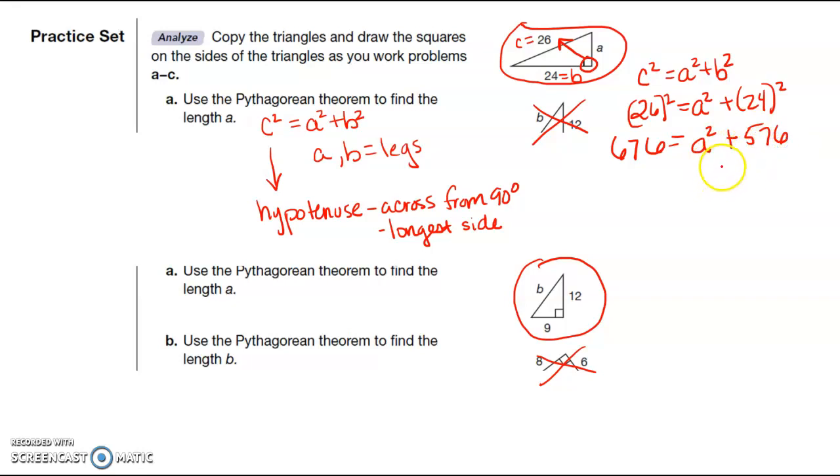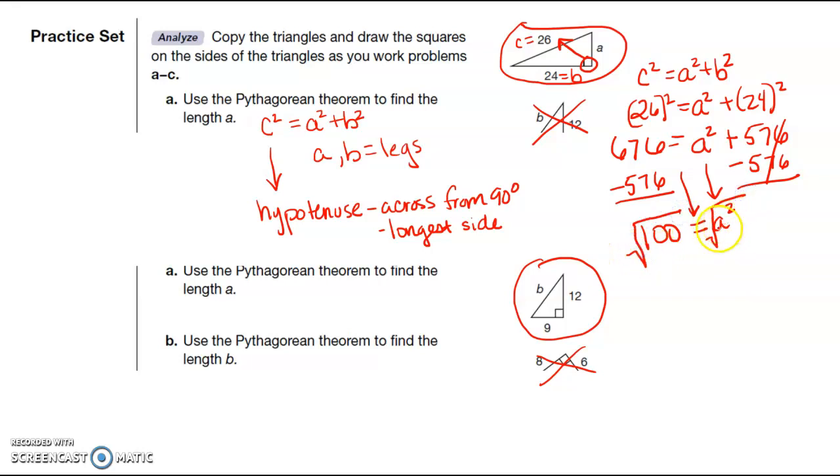Now I need to subtract because I'm trying to get A by itself. So 576 on this side cancels. A squared comes down. Equals comes down. 100 comes down. And I have A squared. So I want to solve for A. So what I'm going to have to do is square root both sides, because when I square root A squared, or A times A, if you have 2 in the house, you can take 1 out. And then the square root of 100 is 10, because 10 times 10 is 100. And that's how we found A.